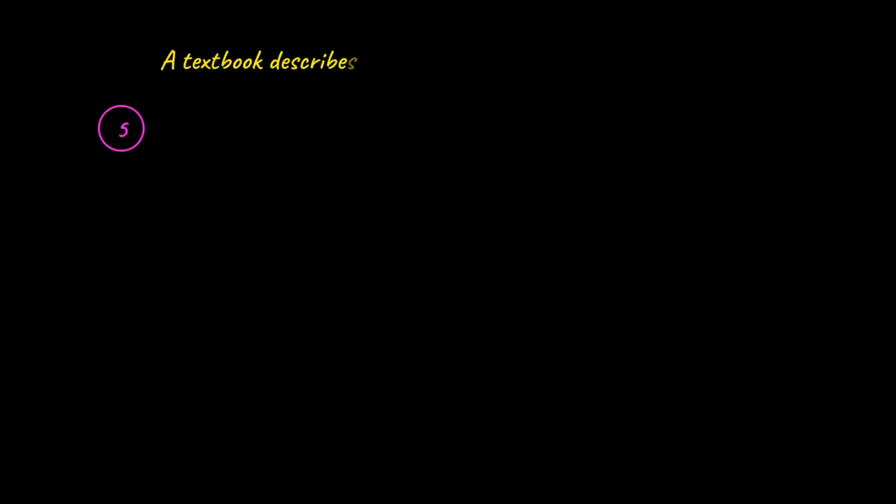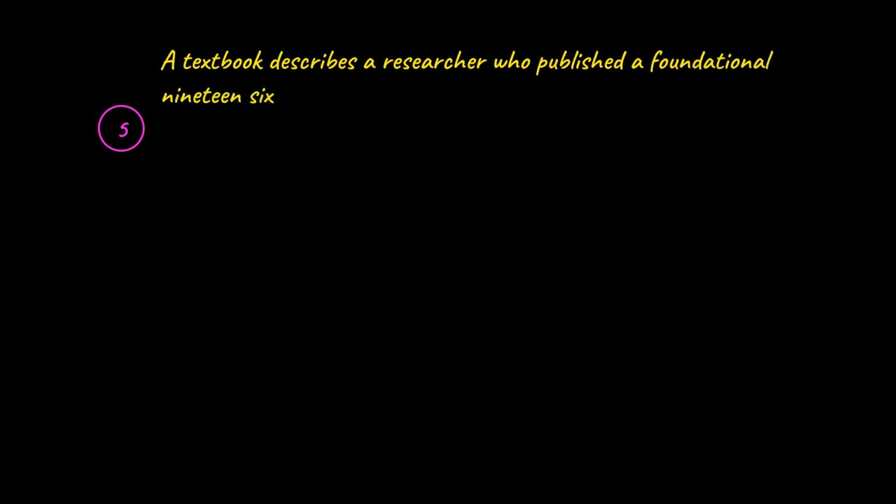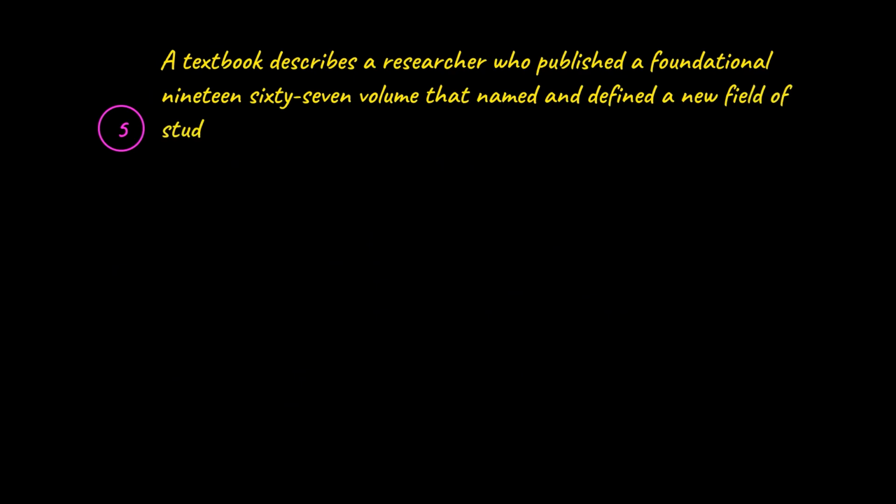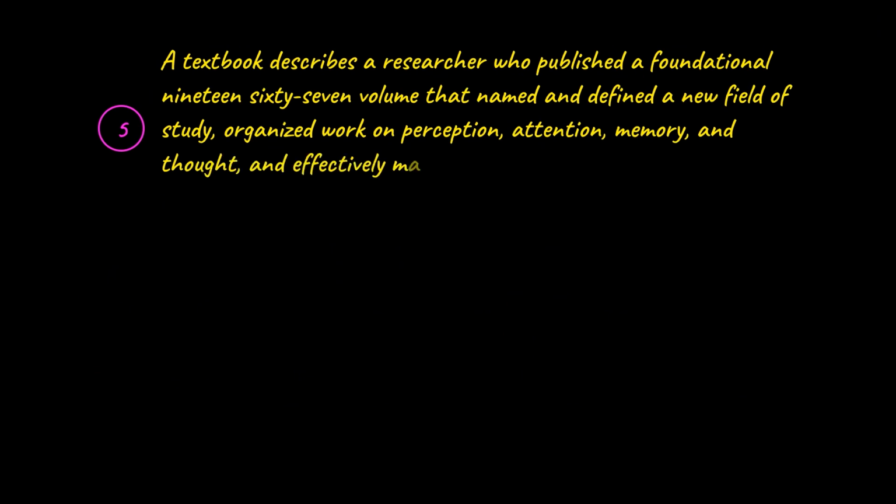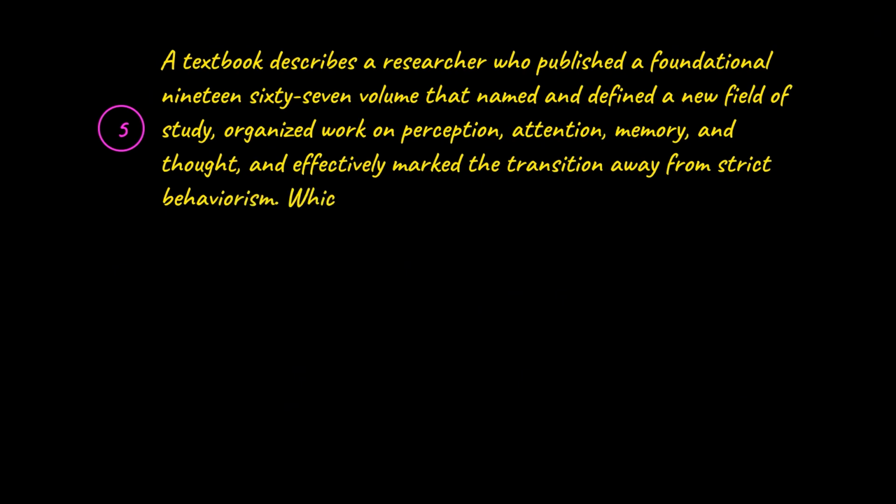Question 5. A textbook describes a researcher who published a foundational 1967 volume that named and defined a new field of study, organized work on perception, attention, memory, and thought, and effectively marked the transition away from strict behaviorism. Which figure does this describe?